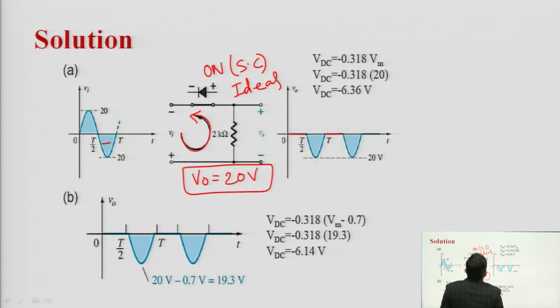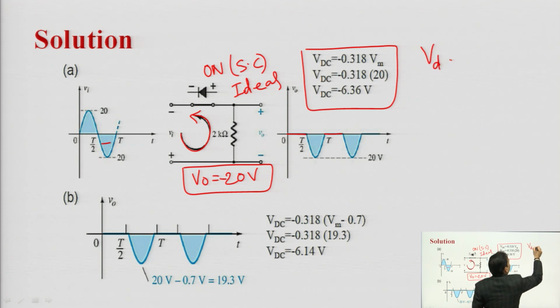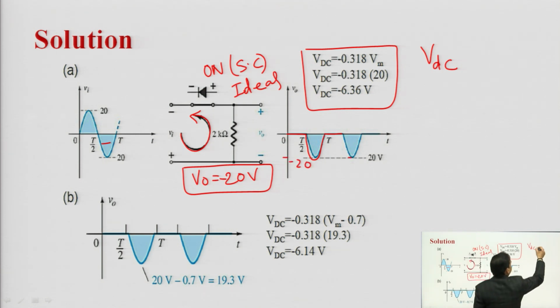V output is minus 20 volt. So the DC value, as we have already seen for a half wave rectifier, because this waveform is something like this. This will be minus 20. This is also minus 20. So this waveform is for a half wave rectification circuit.